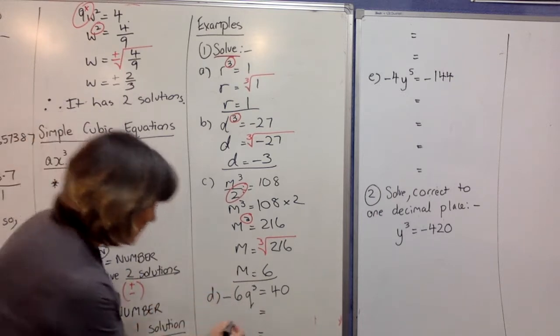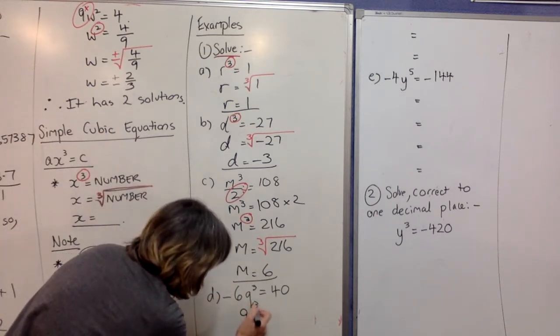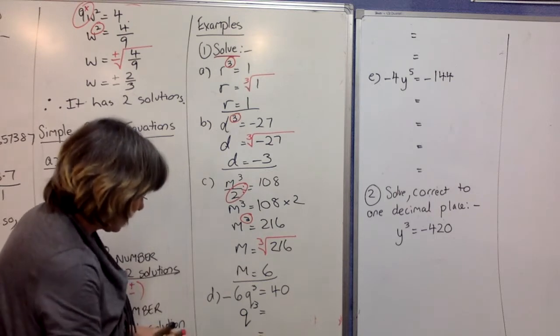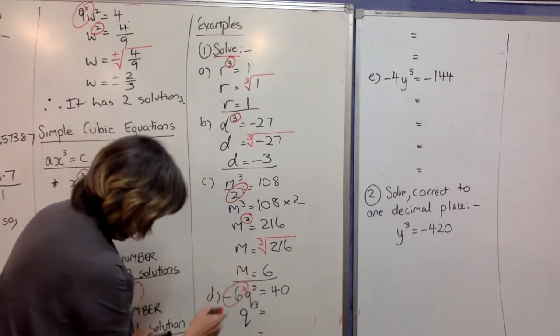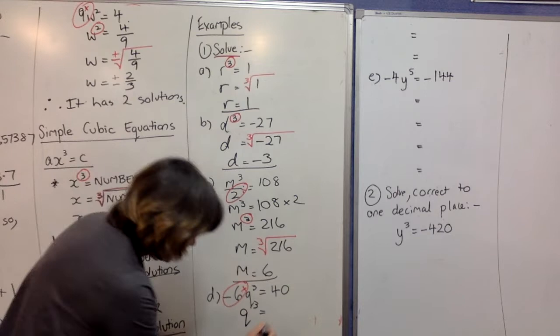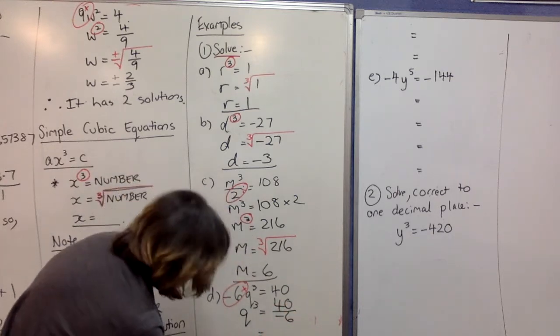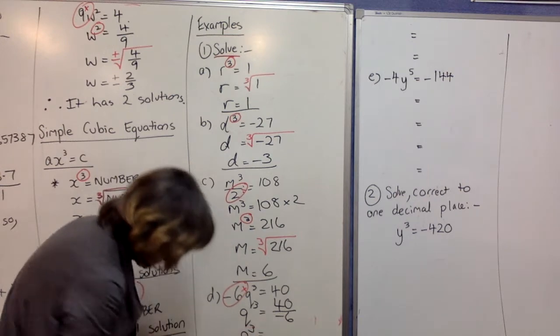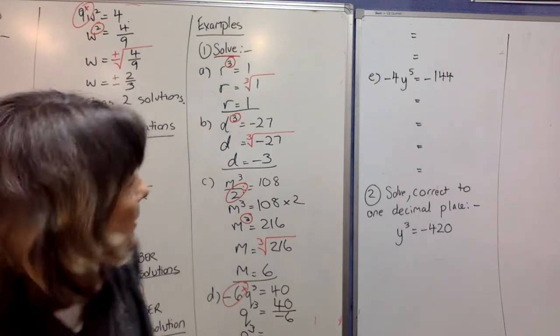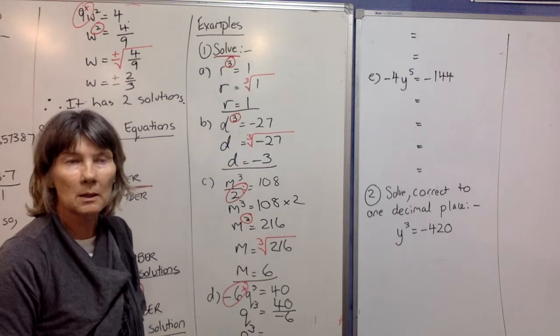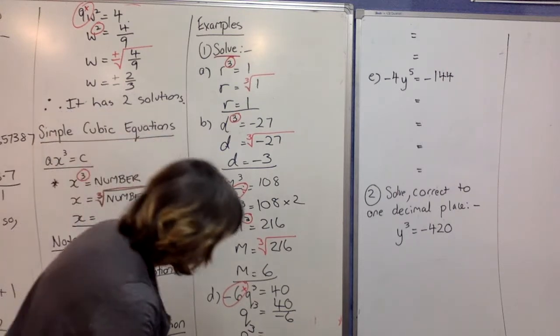All right, let's look at the next one. We're going to jump down to here. So how do we get rid of this times minus 6? Come over to the other side and divide by minus 6. Okay, what does that give us? Go to your calculator fraction key, press in 40 over minus 6, and it should give you minus 20 over 3, I think.